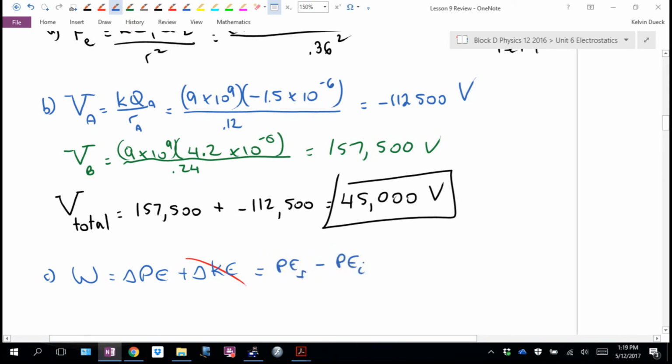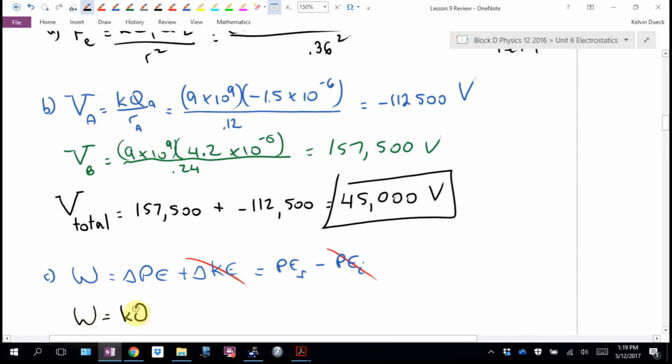Ugh. Oh, hey, wait a minute. Where are we starting out at? What's our initial location? Infinity, which means what? You knew PEI wasn't a real province all along. PE final. Oh. Don't write this down.